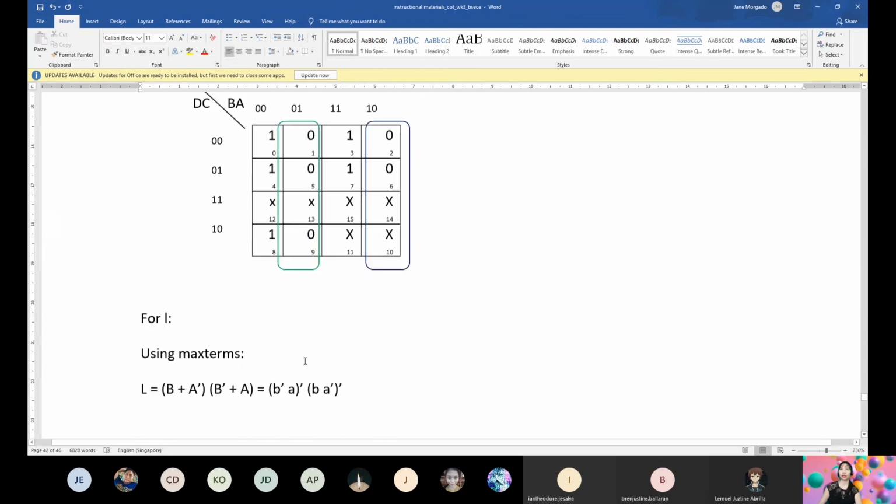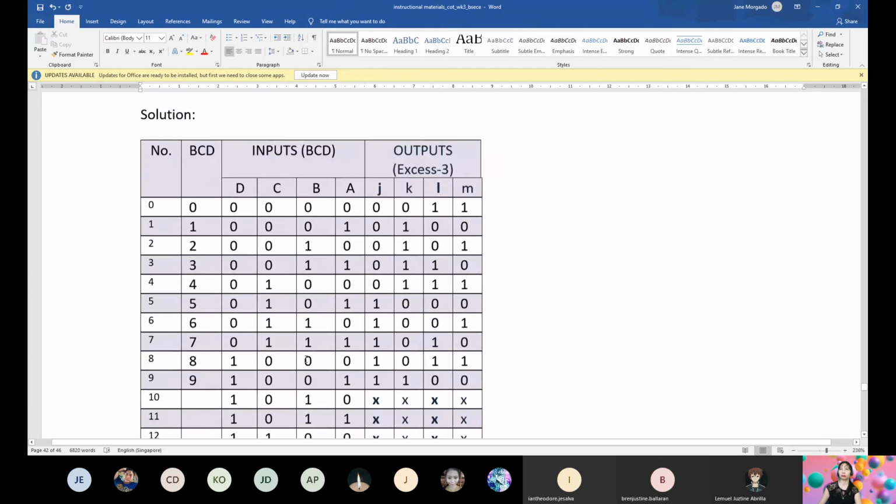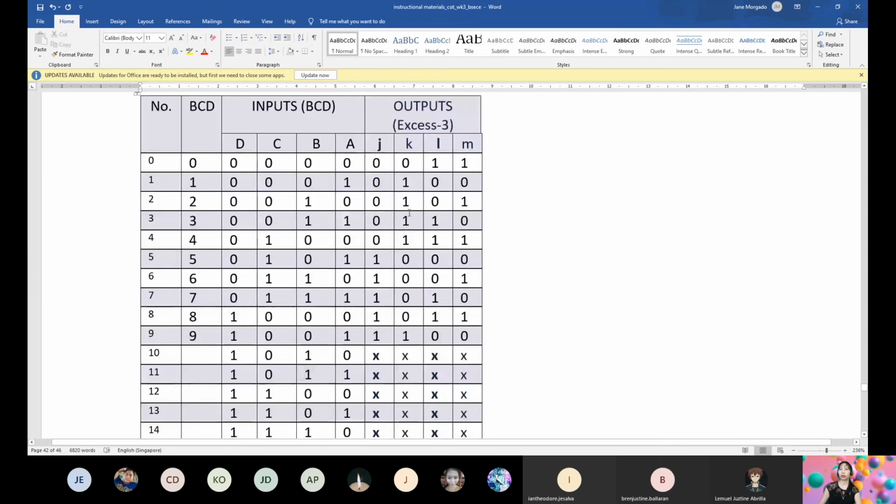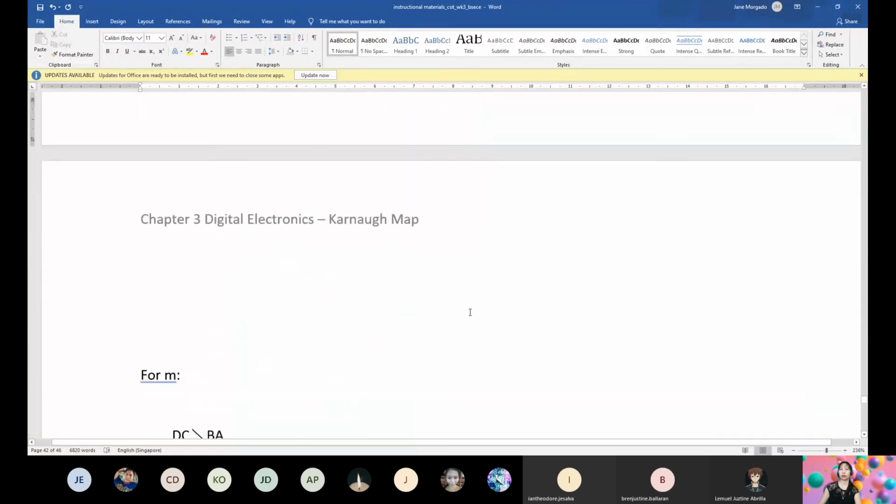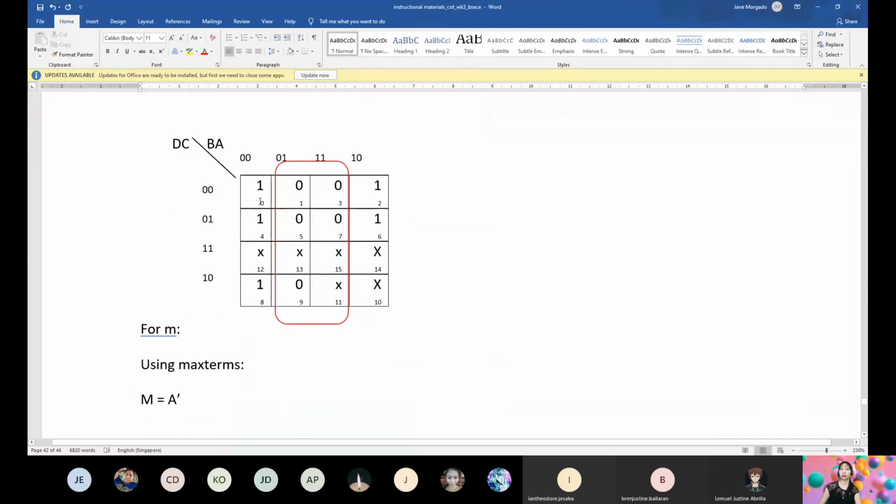Next we have for M. Check natin yung M. Okay. Halinhinan. 0, 2, 4, 6, and 8 yung 1. 0, 2, 4, 6, 8. Okay. Yung 1. Then okay. So again, for max terms, ayan. So ito, magkatabi. 8 sila.